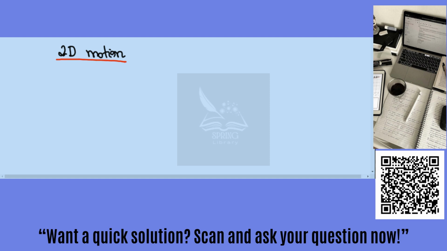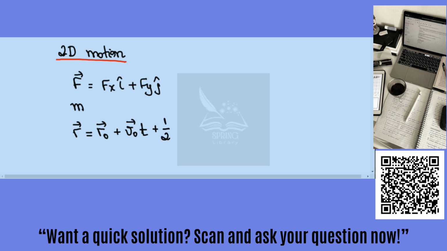In this problem, we're going to talk about two-dimensional motion. So consider that we have a force F that is two-dimensional. So we have that F is Fx i plus Fy j that acts on an object that has a mass m. So the coordinates of the particle r are equal to the initial coordinates, 0, plus the initial velocity v0 times t plus 1/2 of the acceleration. And remember that the acceleration is the force divided by the mass. F here is the net force, times t squared.